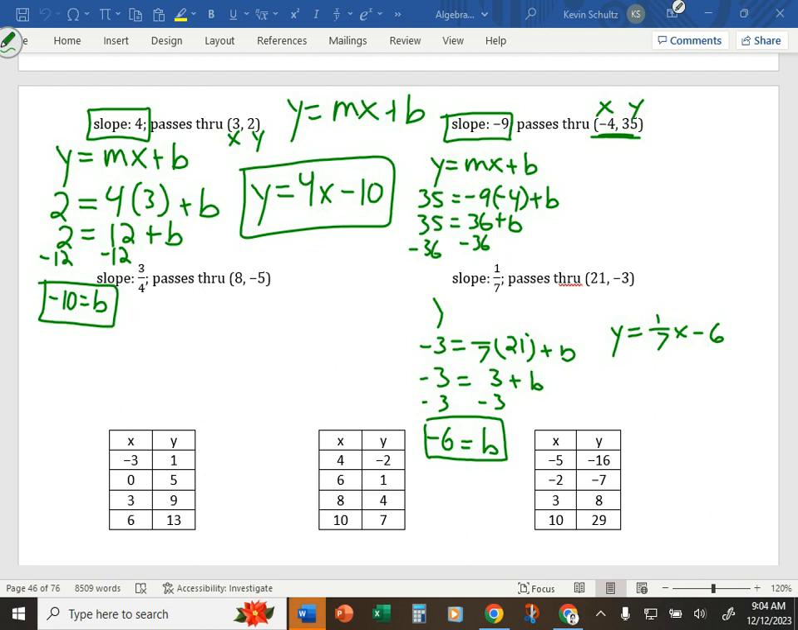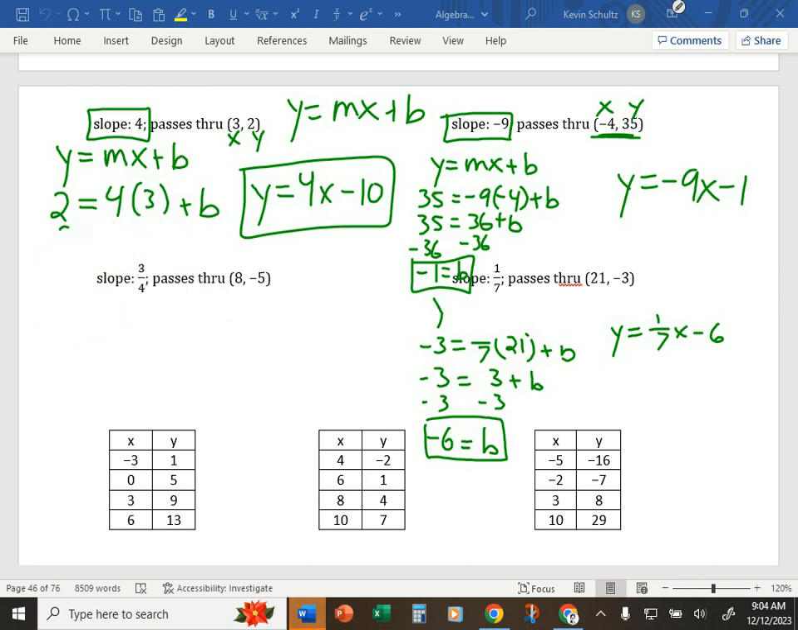And you should get a b value of -1. Combine that with your slope, your equation, y equals -9x minus 1. Who was successful? Okay, most of you, excellent. If you weren't, questions on this? Emily? No question? Okay.